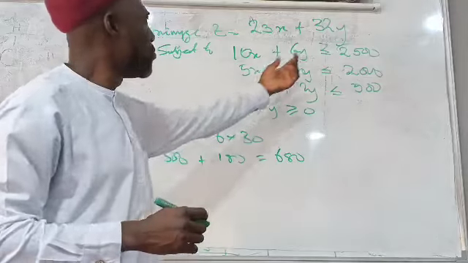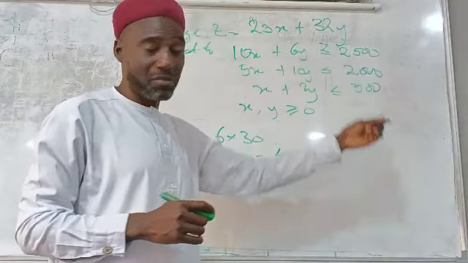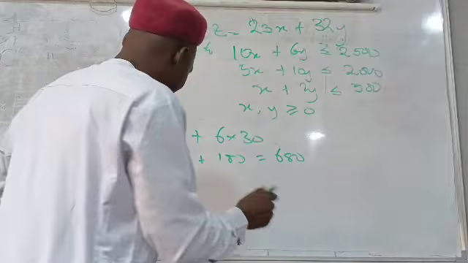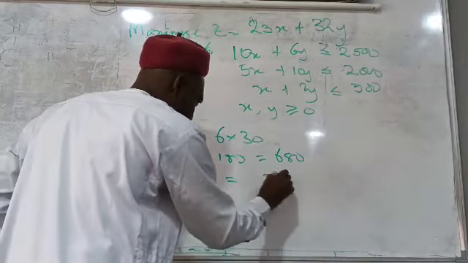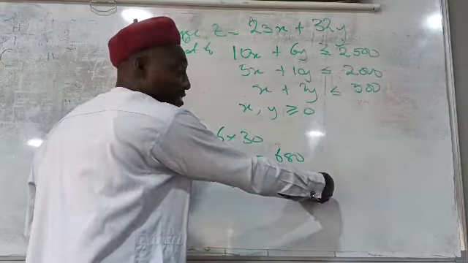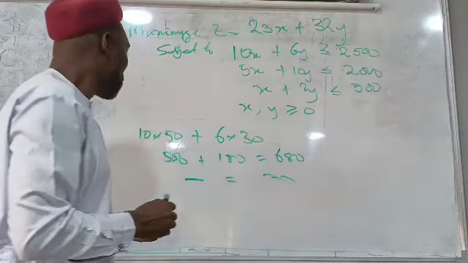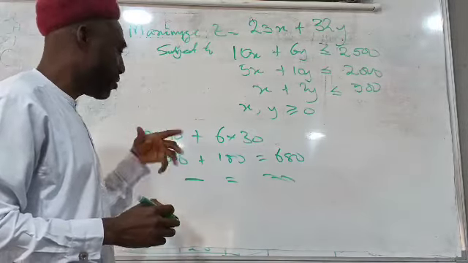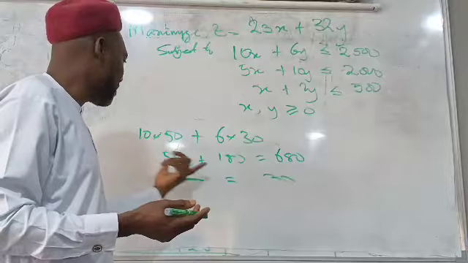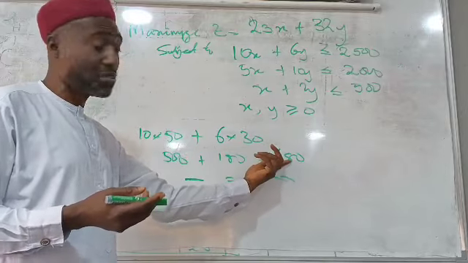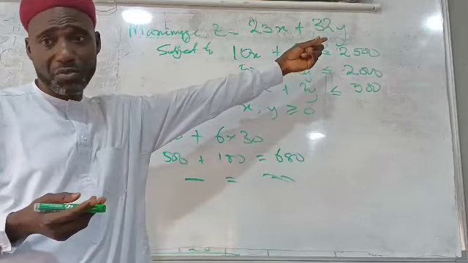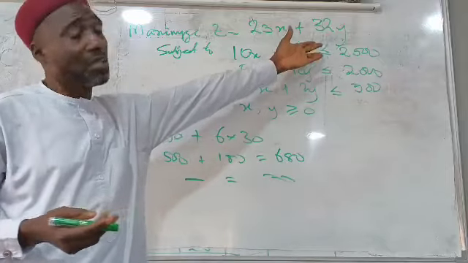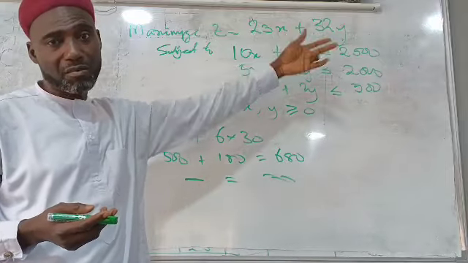So how can you make this to be equal in mathematics? If you say this is equals to this, it means they are the same. So now that we are just giving an example, this is not equal, it's just equals to 680. 680 is not equals to 2005. So still the inequality will hold, less than or equal to.